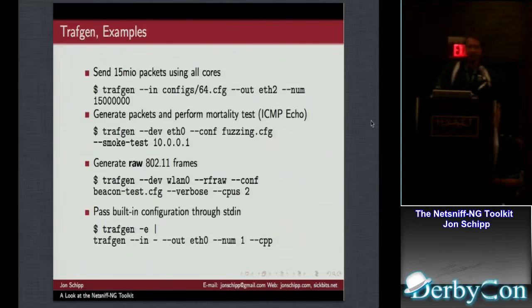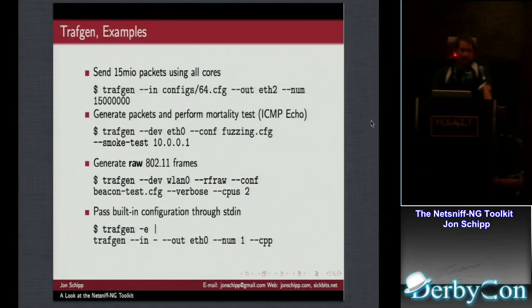And then we also do mortality tests. So basically, if you want to fuzz a kernel or a network stack, you can do that. There's also an option for setting a seed. Then after it runs, it'll do something like an ICMP echo and see if the kernel still responds. We can also generate raw 802.11 frames, which is nice. So you can do your raw 802.11 stuff, like beacon frames. You can just send those out, which I have a script for. I'll show it closer to the end, where I've written something like that.